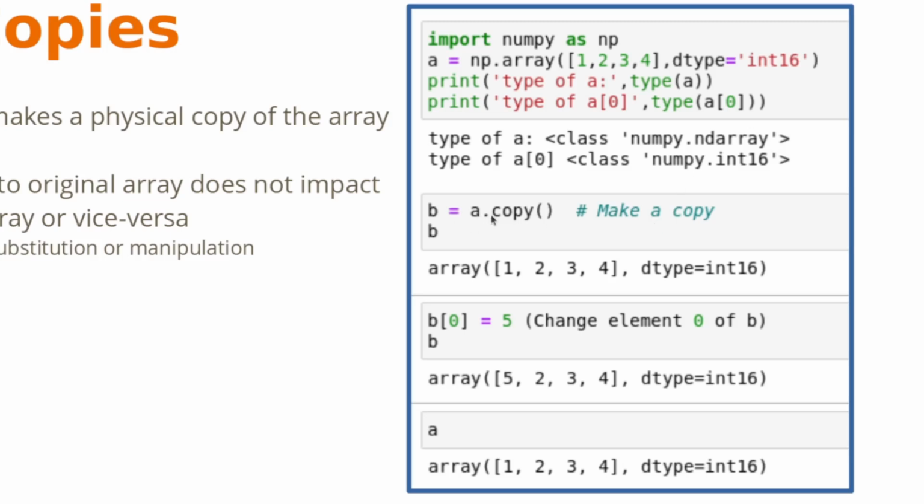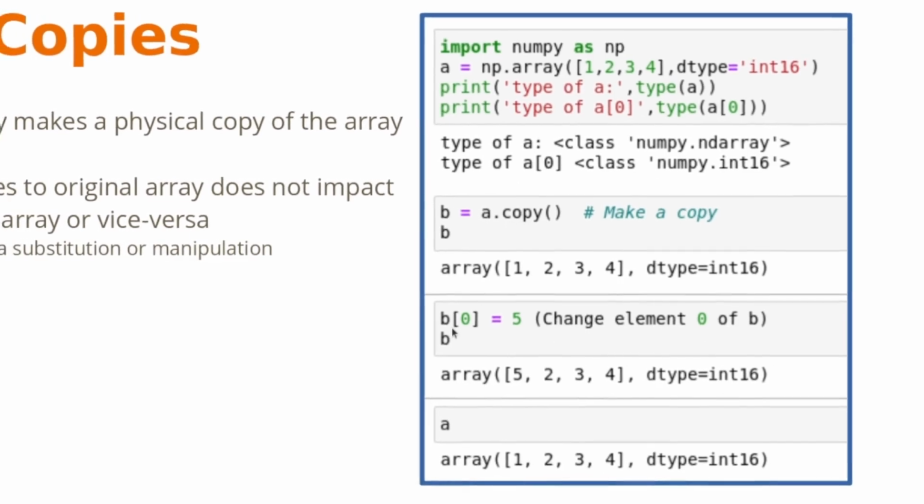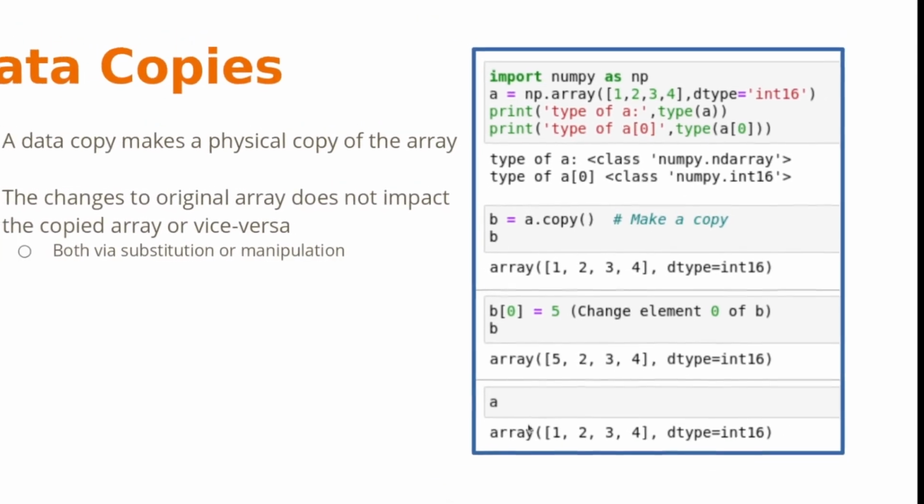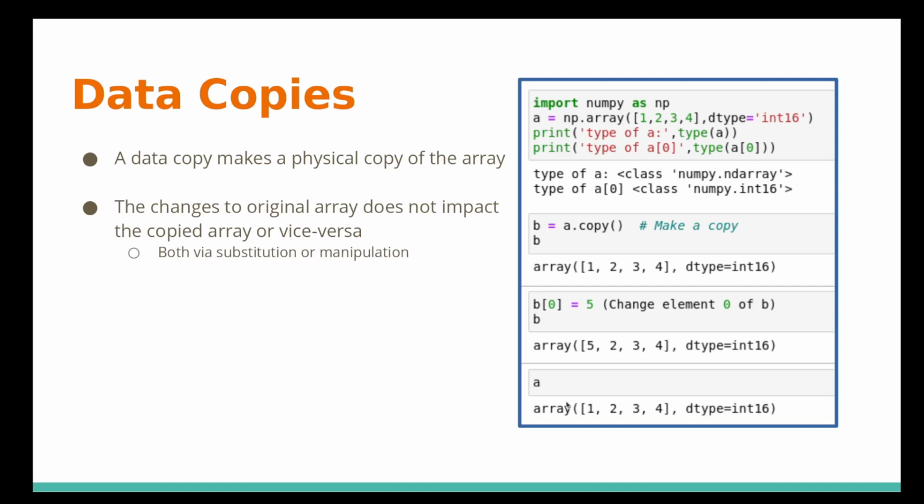So I say B is equal to A.copy, and then I have parentheses, just like the view. Copy is a method, so that acts on object A, and my object A is of the type NumPy array. If I look at B, it is 1, 2, 3, 4, dtype equal to int16. Now, if I put B of 0 equal to 5, I have changed the first element of B, so I have 5, 2, 3, 4. But if I look at A, it is still 1, 2, 3, 4. So even though I have done substitution to B, it doesn't affect A. This is because I'm not looking at a data view, but a copy.